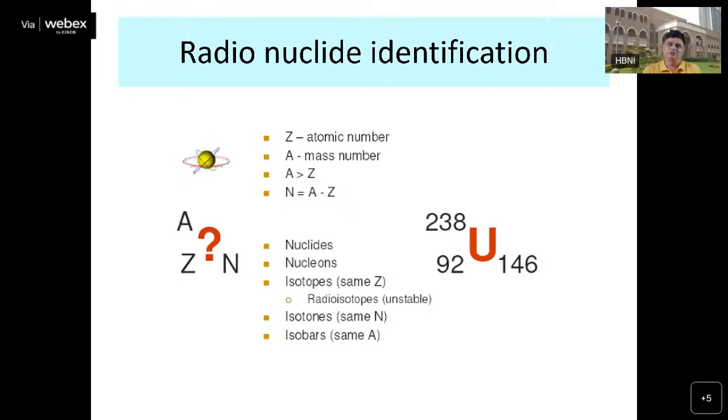So how do we denote a radionuclide? See, this is the atomic mass, that is 238. A means mass number, and Z is the atomic number, that is 92. And then N is equal to A minus Z, which gives the N value.